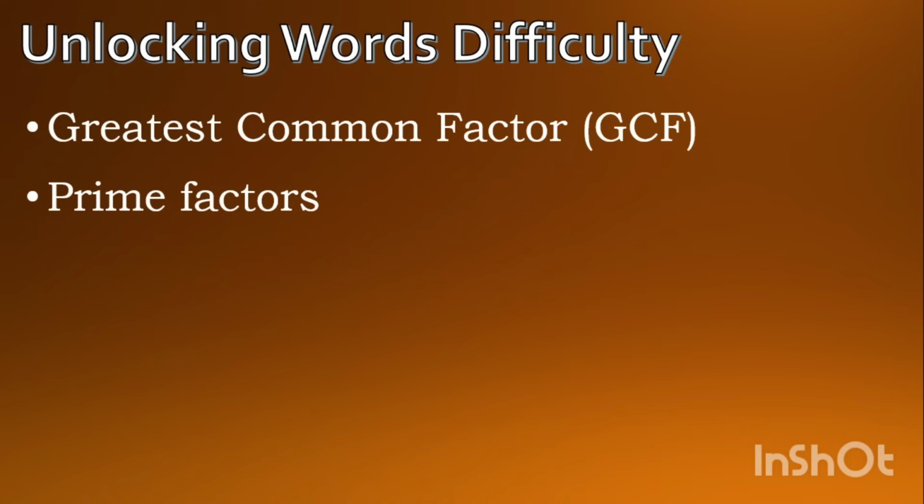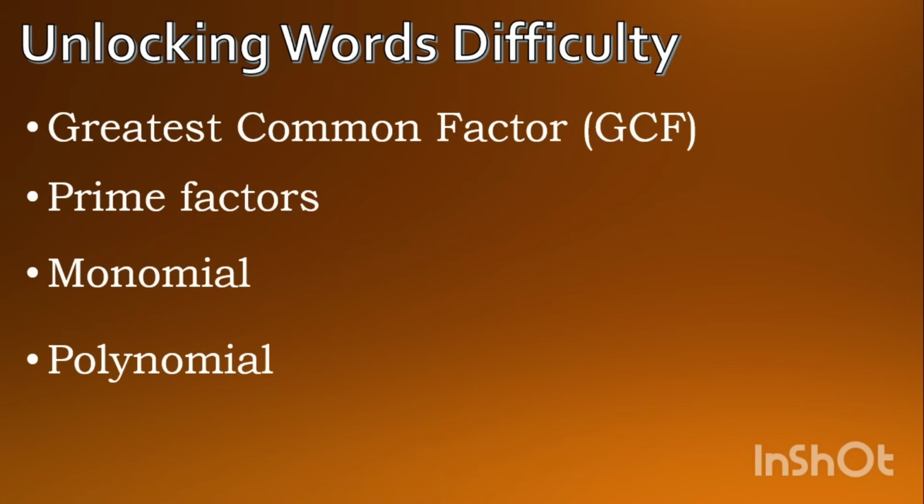Pangalawa, prime factors. Pag sinabi nating prime factors, these are numbers na ang tanging factor niya lang ay 1 and the number itself. Halimbawa, 2, so ang factors lang niya ay 1 and itself. 3 and 5, those are some of the examples. Next, monomial. Pag sinabi nating monomial, this is a special kind of polynomial na kung saan ang bilang ng terms niya ay isa lang. So, from the prefix mono means one, so we only have one term for it.